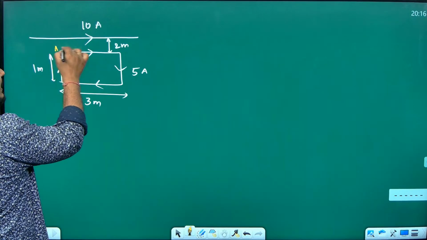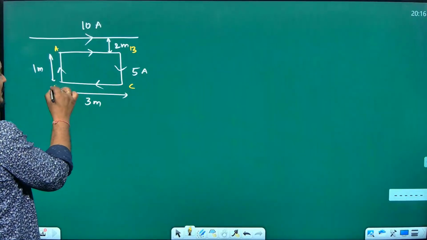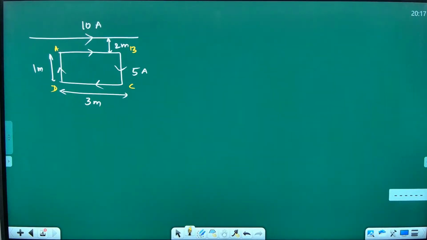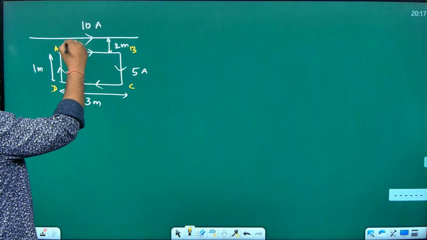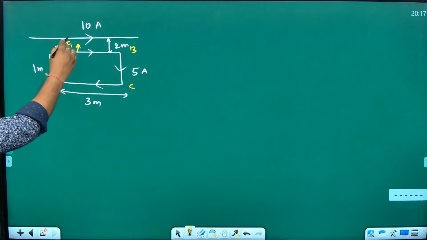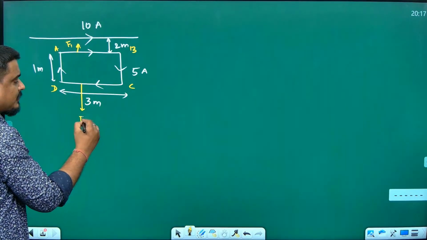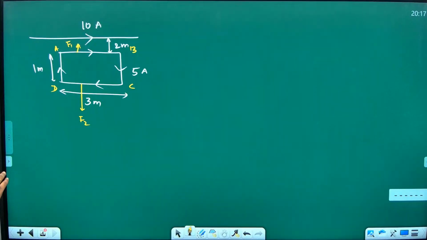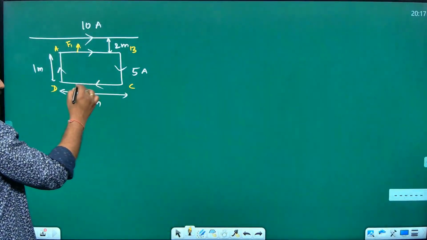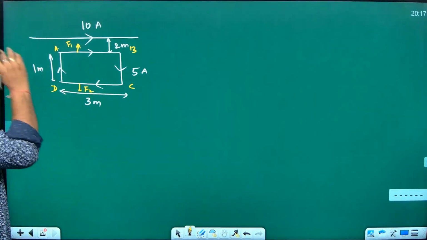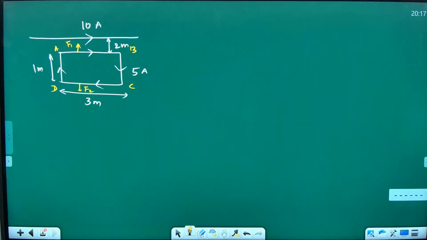If I am writing this as A, this as B, this as C, this as D, there are 4 parts in this loop. If you try to find the direction of the forces, you will realize that these two wires will be attracting each other. Am I right? F1. These two wires will be repelling each other. F2. It means I am having 2 forces on it. You may ask me about these 2 forces, I will talk about that also. I am having a force F1 trying to attract the wire towards 10 ampere wire, and a force F2 trying to repel the loop away from the wire.